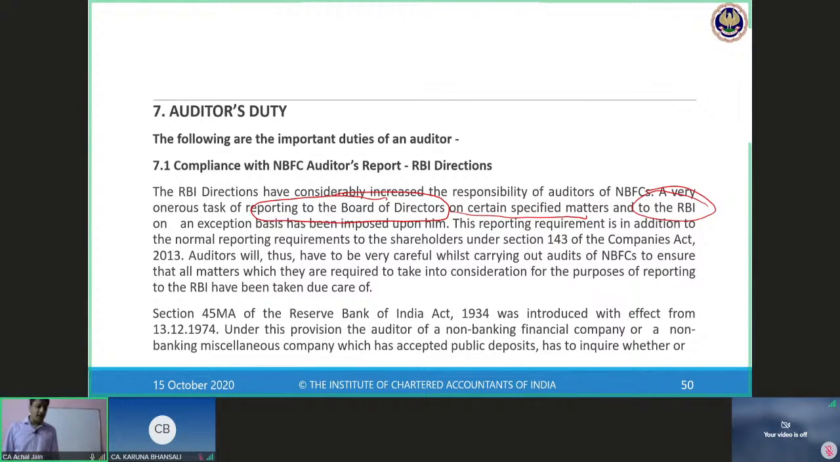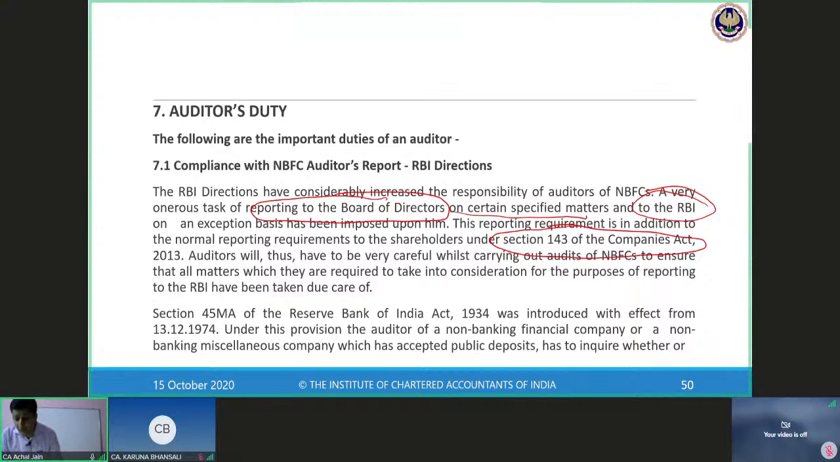This reporting requirement is in addition to the reporting requirements prescribed under Section 143 of the Companies Act. If you remember, under Section 143, an audit report is required to be issued. A detailed audit report covering various particulars. Then we also looked at IFC, CARO, etc. So the auditor will be required to issue those audit reports. These reports to the board of directors and to the RBI are in addition to that.